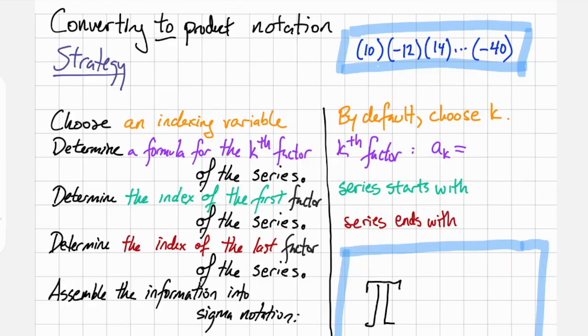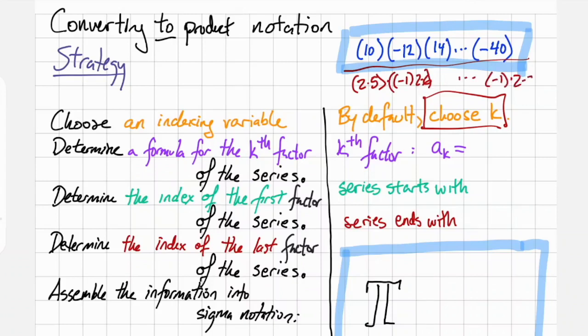Now let's practice going the other direction. Let's say we have a product that looks like this: 10 times negative 12 times 14 times up to negative 40. Again, we'll choose an indexing variable. I'll choose k. Now we need a formula for what the factors of this product are. This looks like 2 times 5, times negative 1 times 2 times 6, and then this goes up to negative 1 times 2 times 20.